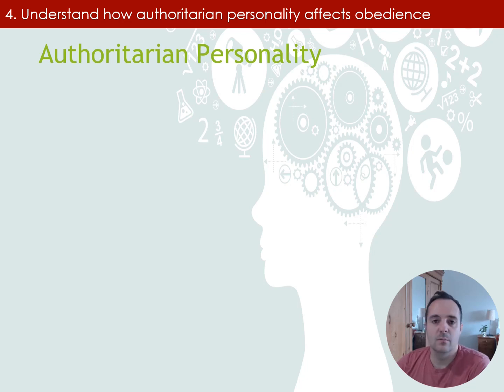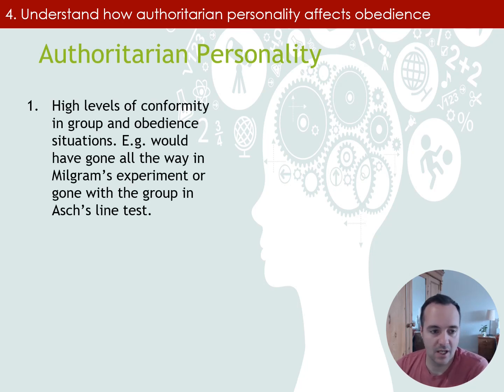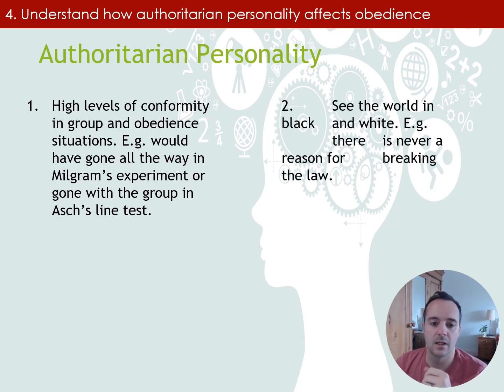People with authoritarian personality look a bit like this. They have high levels of conformity in group situations. They're also highly obedient to people they view as being in authority over them. So they have quite a black and white view of you do what you're told. Don't know why that's messed up so much in the formatting, sorry.